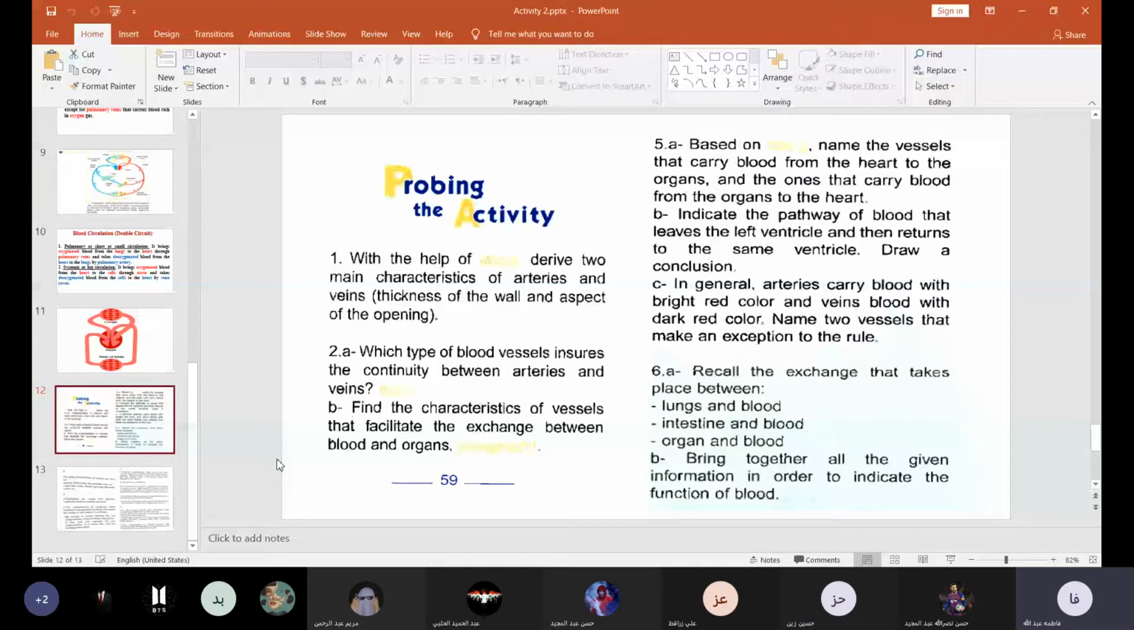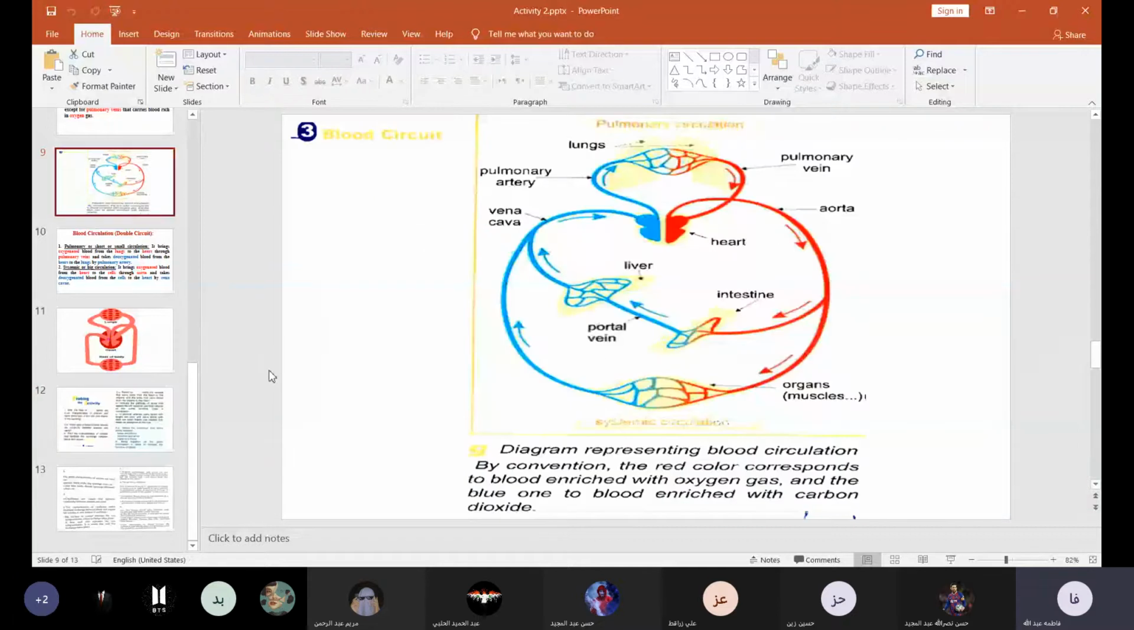Numbers 3 and 4 are not included. I cropped them out. Number 5. Based on document G, name the vessels that carry blood from the heart to the organs, and the ones that carry blood from the organs to the heart. This is document G. The vessel that carries blood from the heart to the organs is the aorta. The one that carries blood from the cells to the heart is the vena cava. Very good. Okay.